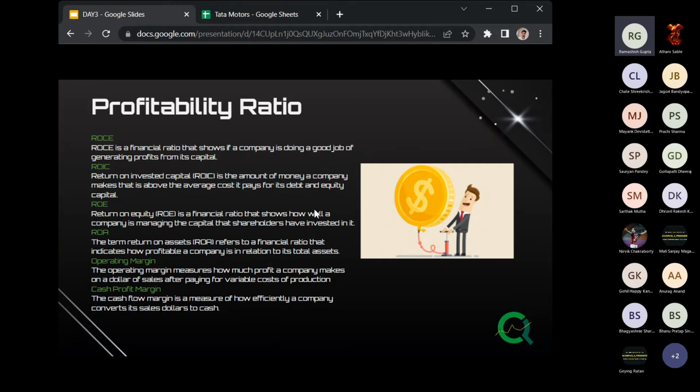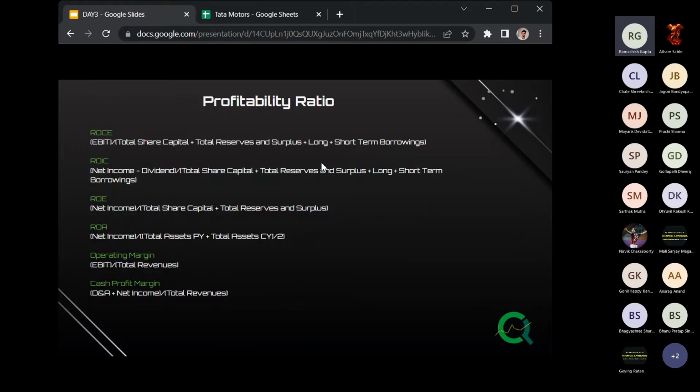And there is the cash profit margin. The 10,000 that we have got might not be in cash itself. It could be in some other non-liquid forms. So the cash profit margin tells how much cash we have got. The formulas for this are here, and I'll just run them on Tata Motors.